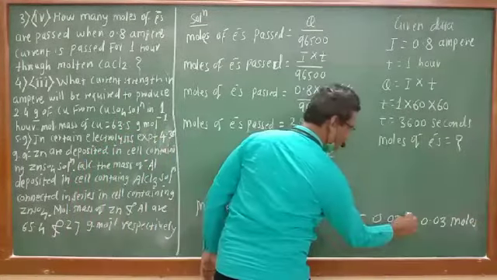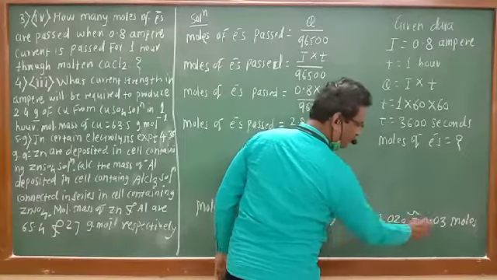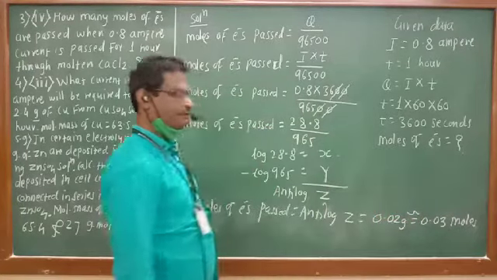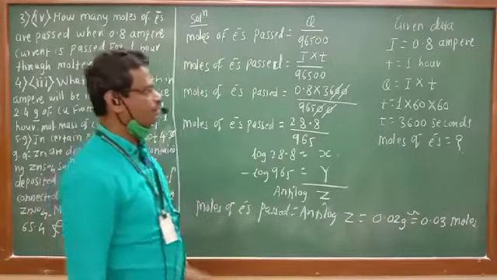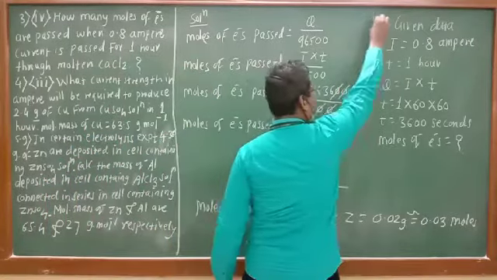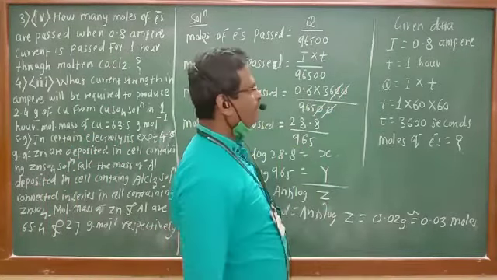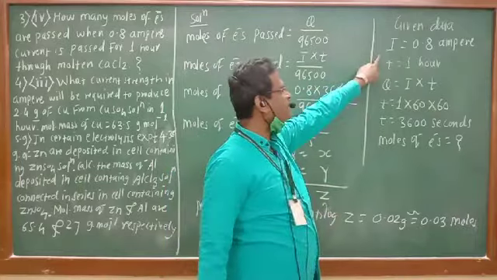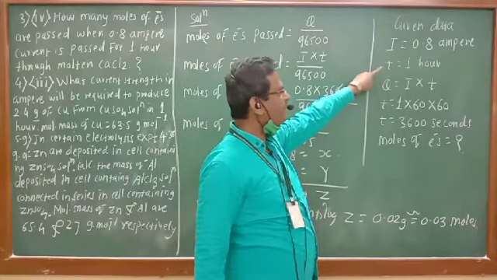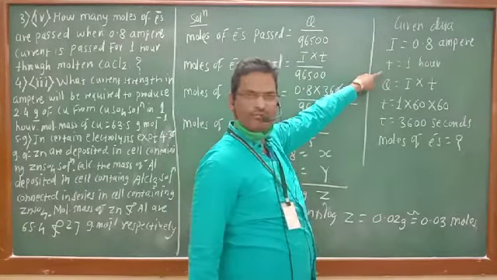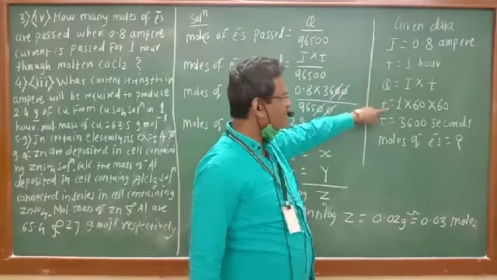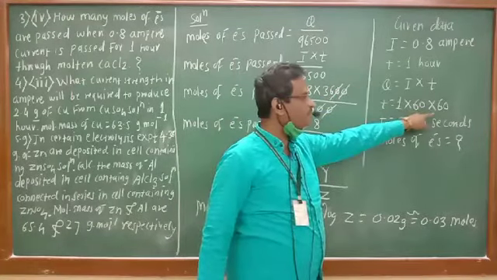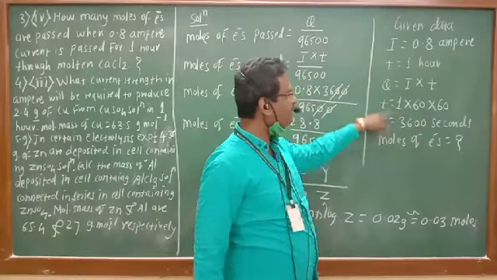Approximation done here, 0.03 moles. So this is the solution. How have I solved this problem? First of all, write the given data. I is equal to 0.8 ampere, time 1 hour, but we have to take time in seconds. So 1 multiplied by 60 multiplied by 60, 3600.